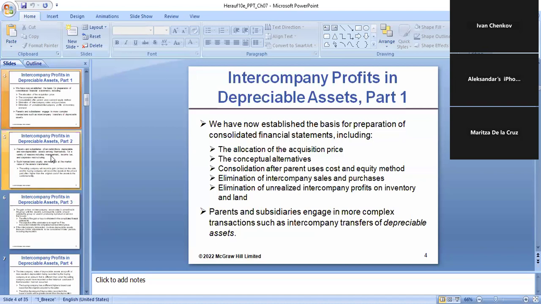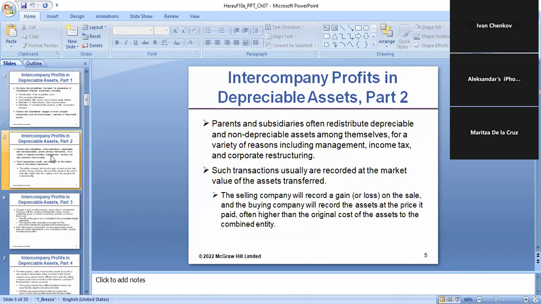the allocation of the acquisition price and other possible alternatives, how to do the consolidation, and how to eliminate the intercompany sales, purchases, and unrealized intercompany profits on the inventory and in the land. So here we're going to deal with the depreciable assets only. We already saw in chapter 6 the non-depreciable assets, which is the inventory. Now we're dealing with the depreciable assets, which fall in the category property, plant, equipment.